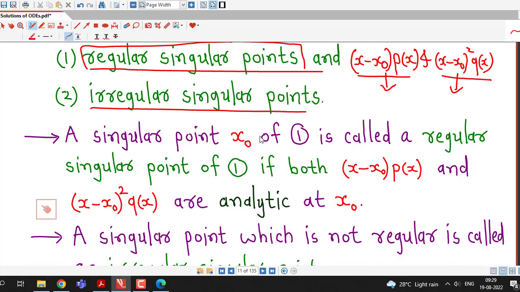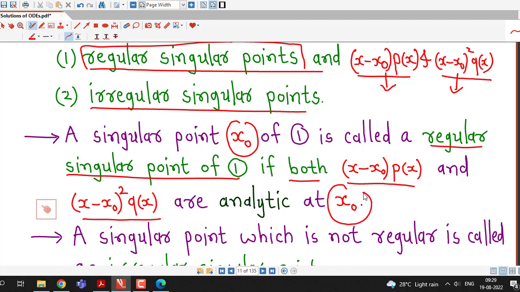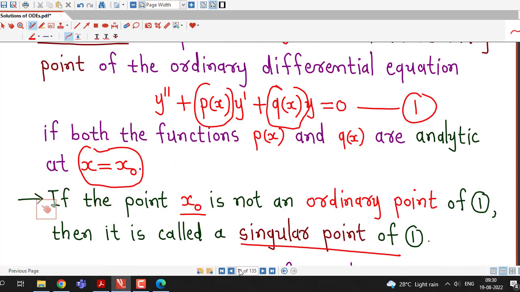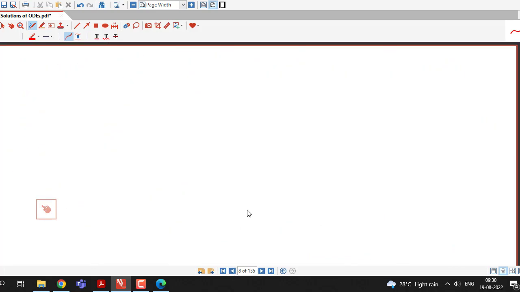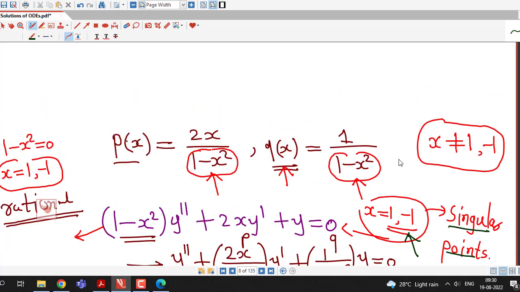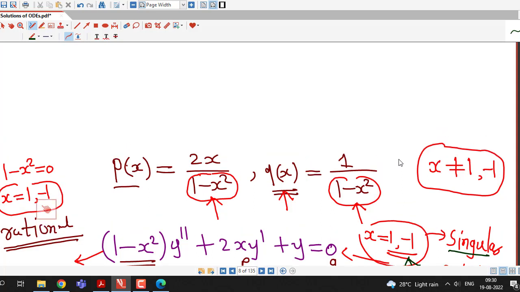So here I have written a singular point x0 is called a regular singular point of differential equation 1 if both x minus x0 times p(x) and x minus x0 square times q(x) are analytic at x0. A singular point which is not regular is called an irregular singular point. So we can decide for these 2 points 1 and minus 1, which we have just obtained. For this differential equation, we have seen that 1 and minus 1 are singular points. So now we can check whether 1 and minus 1 are regular or irregular singular point.